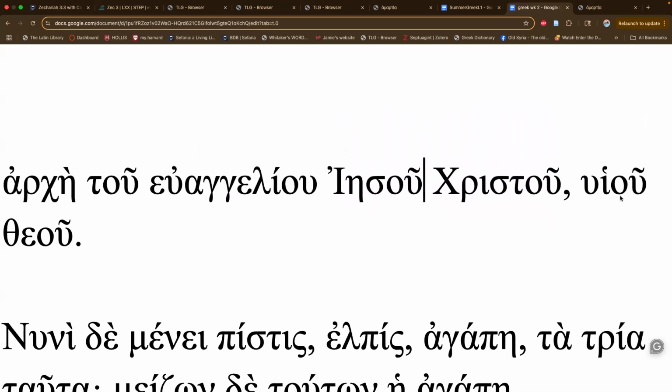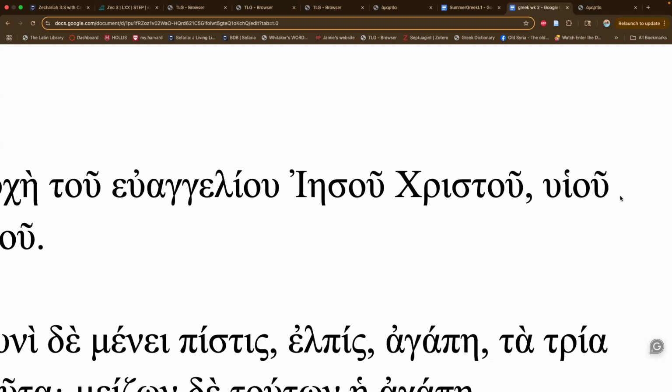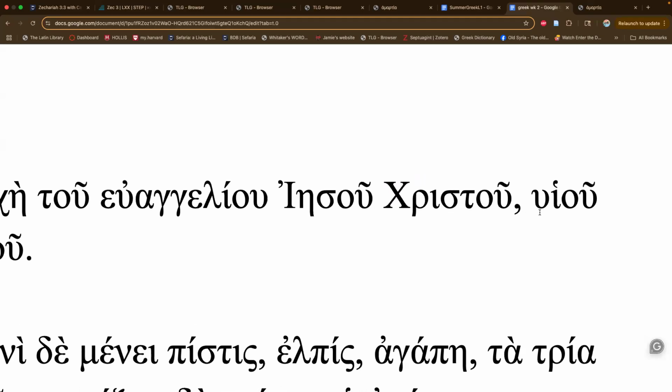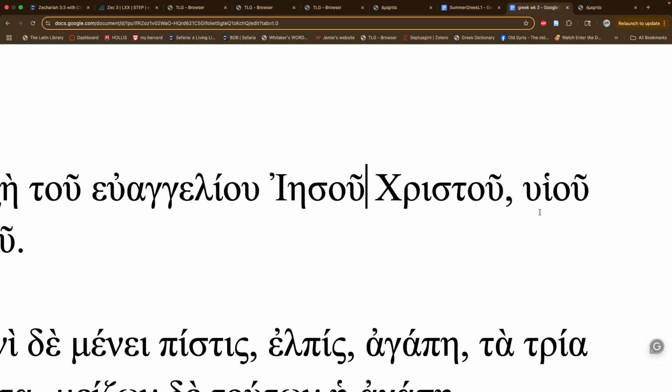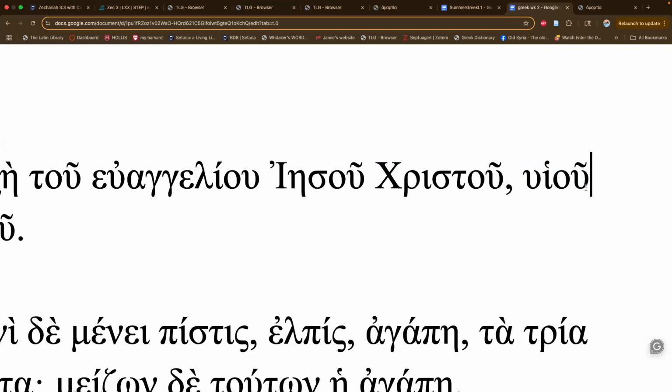Then the next one. All right, the next one. Note that the U and I is a diphthong, so it'll make one sound. And then note that it has a rough breathing mark, so it'll start with an H sound.